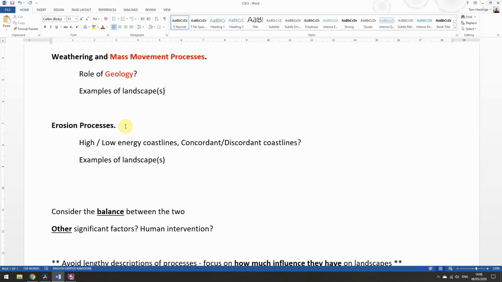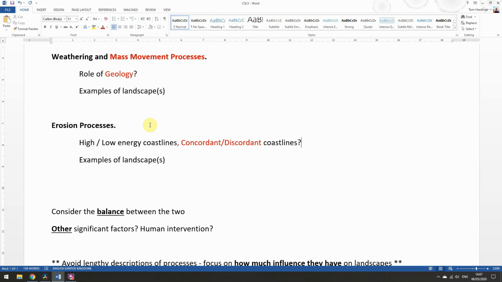Now, in many ways, that's going to come down to, again, the geology is going to be important, whether it's a high or low energy coastline, whether it's a concordant or discordant coastline. Those things might help to influence the rate of those erosional processes, and how distinctive the landscape becomes as a result. Again, we want to be making reference to some landscapes that are going to be useful at supporting some of our points here. So places like the area around Durdle Door and Lulworth Cove, somewhere that's very influenced by erosion, maybe Swanage and the headland and bay system we've got around there. They're good examples of particular landscapes to use.